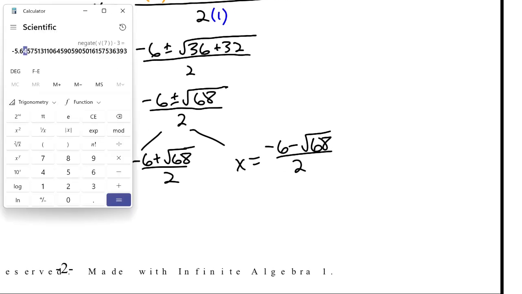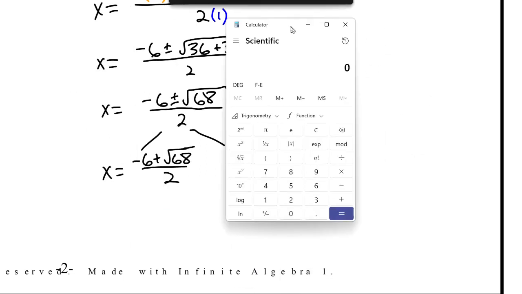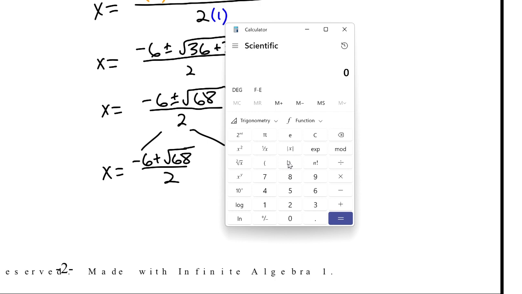So the first one here, let's see, maybe I'll move this over. So first thing I'm going to do is negative 6 plus the square root of 68. And now I have to hit equals to find out what all of that equals. And now I'm going to divide all of that by 2. And so my answer is going to be x is approximately equal to 1.12.